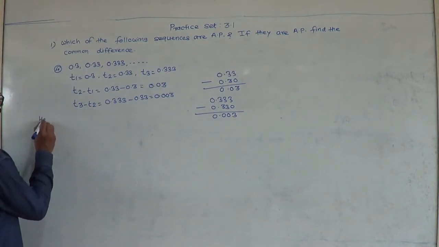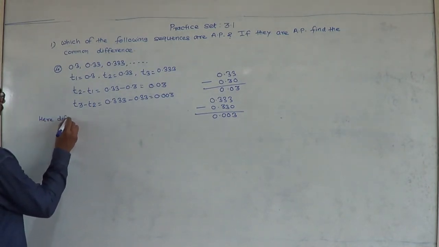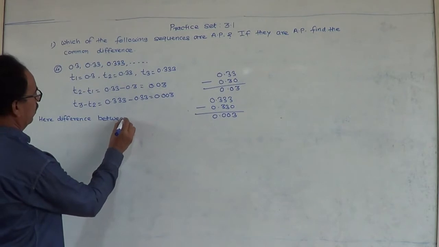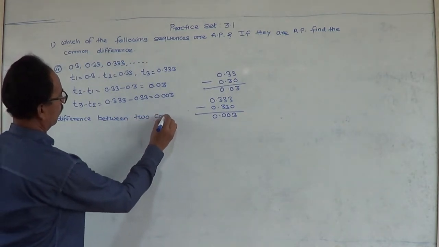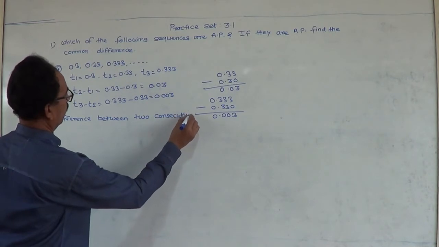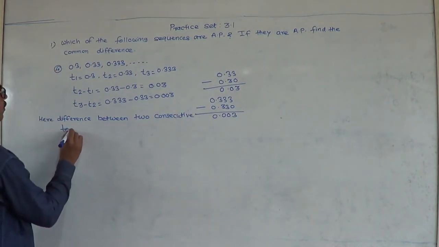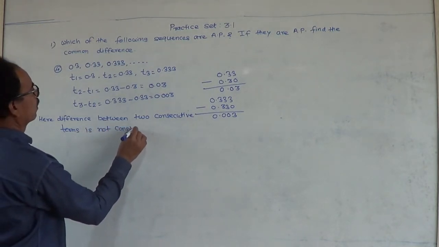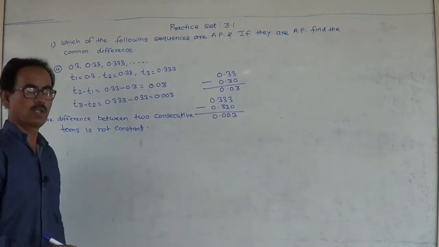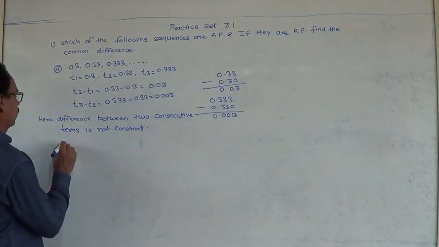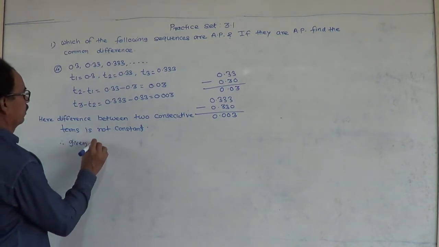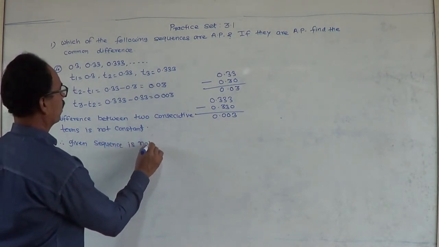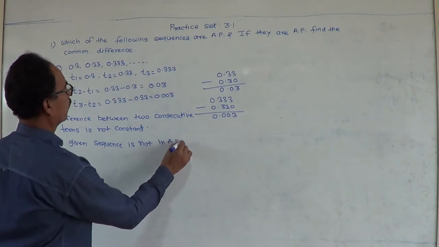Here the difference between two consecutive terms is not constant, and so the given sequence is not in AP. So the given sequence is not in arithmetic progression.